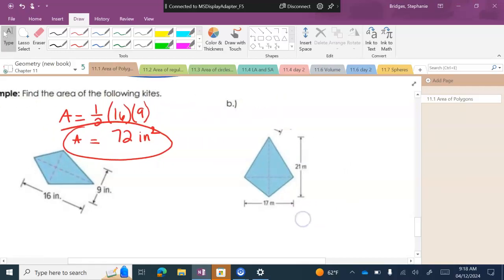And then with B, they gave me both diagonals here as well. So we're going to go 1/2 times 17 times 21. And this time I'm going to get a decimal because it wasn't an even number. Meters squared.